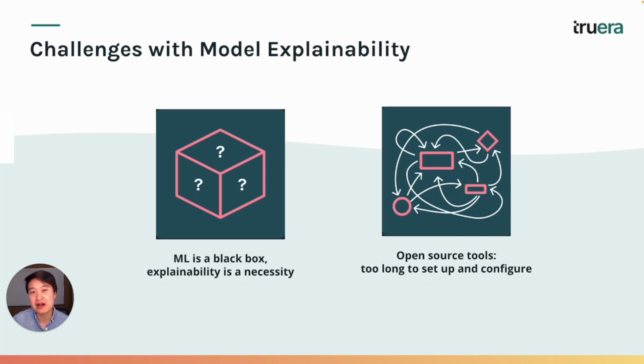When it comes to AI models, it is often referred to as a giant black box. Because of that, stakeholders have little to no transparency when it comes to understanding the makeup of each model. On top of that, it takes data scientists a lot of time to configure open source tools to analyze their models.